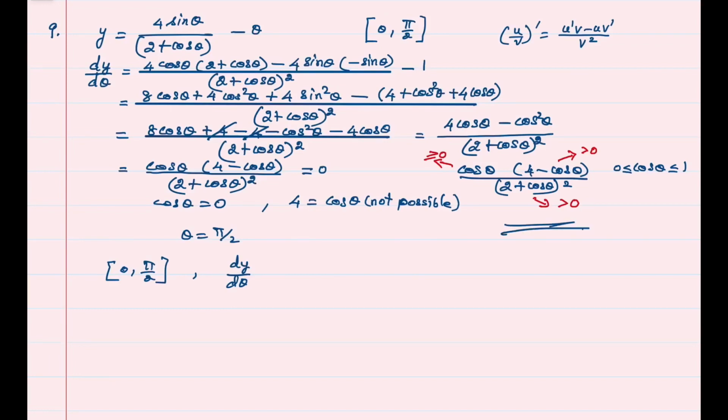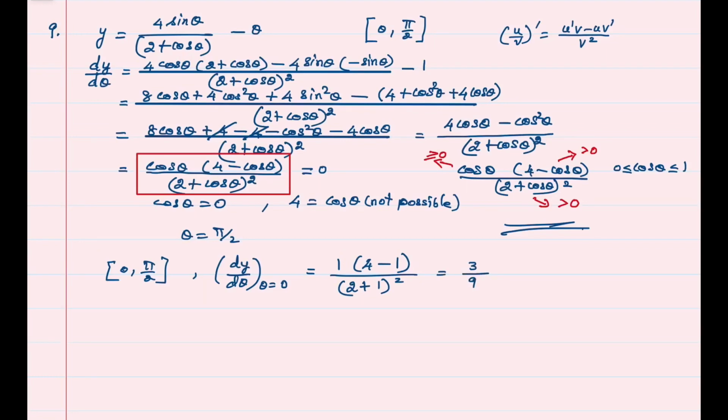You can use this method to check the sign, or you may substitute some value of theta. We will take theta as 0. It is closed at 0, so we can use the value 0, but we cannot use the value pi by 2 because f dash will be equal to 0. Do not use critical values for checking. 0 is not a critical point, so we can use this value. We will substitute in f dash: cos 0 is 1, 4 minus cos 0, which is 1, divided by, it is already positive anyhow, cos 0 is again 1. So 1 into 3 divided by 3 square, which is 9, which is positive.